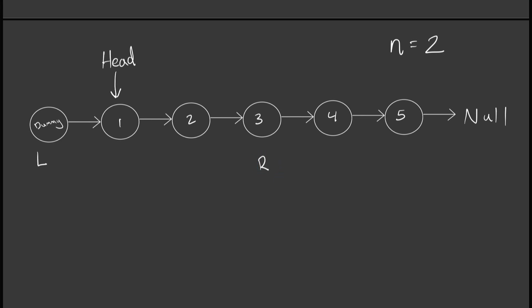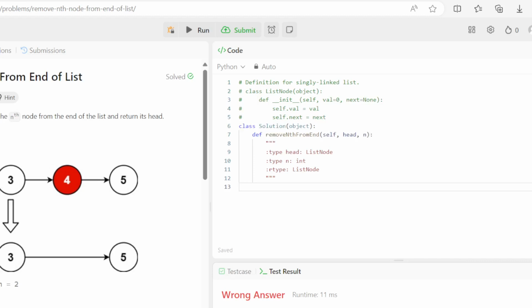When the right node is at the distance of n plus 1, we then traverse the list until r is equal to null. When r is equal to null, we take the node that L is pointing to, and then we reassign the pointer to the node after that. So we have basically deleted the nth node from the back of the linked list. Now let's go into LeetCode and actually solve the problem.